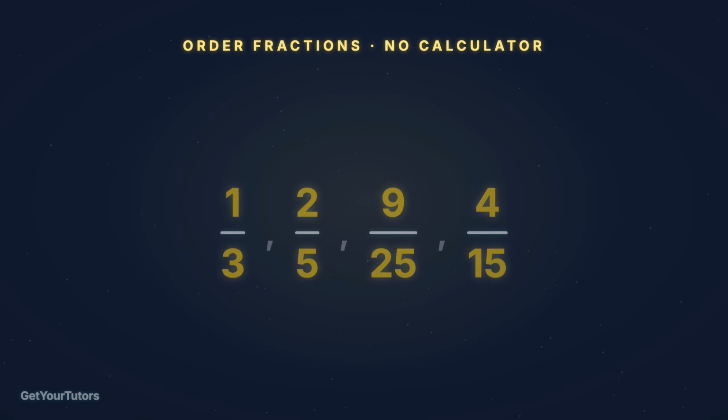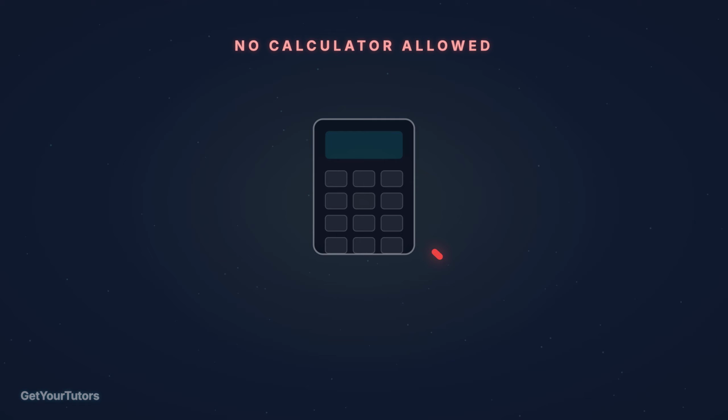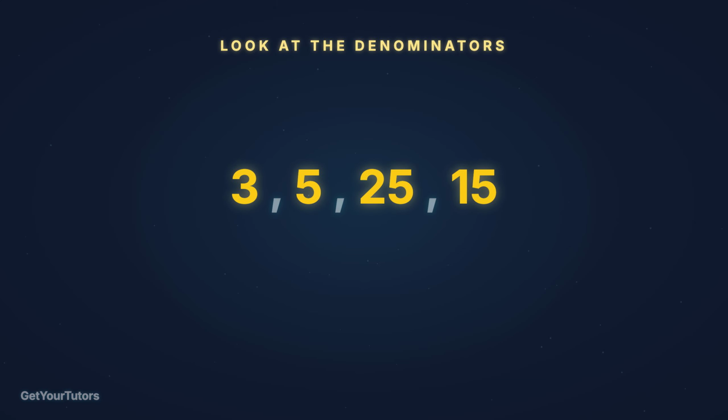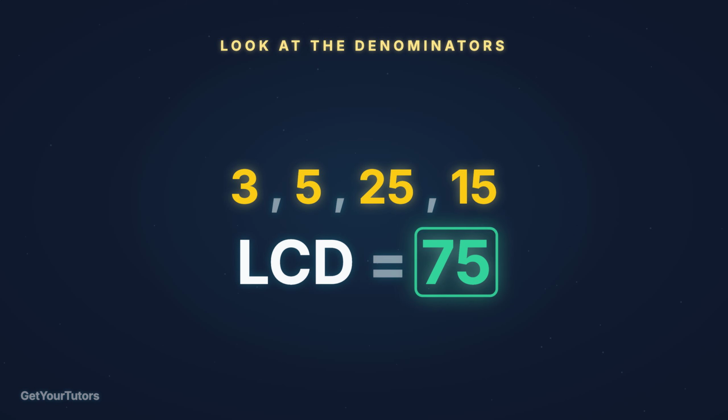What if the examiner gives you only fractions? Order 1/3, 2/5, 9/25, and 4/15. If you do not have a calculator, you cannot quickly convert to decimals. You must find the lowest common denominator. Look at the bottom denominators: 3, 5, 25, and 15 all fit into exactly 75.